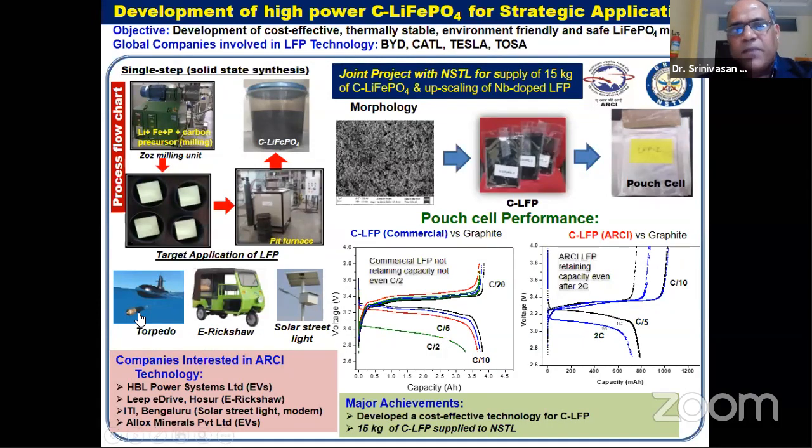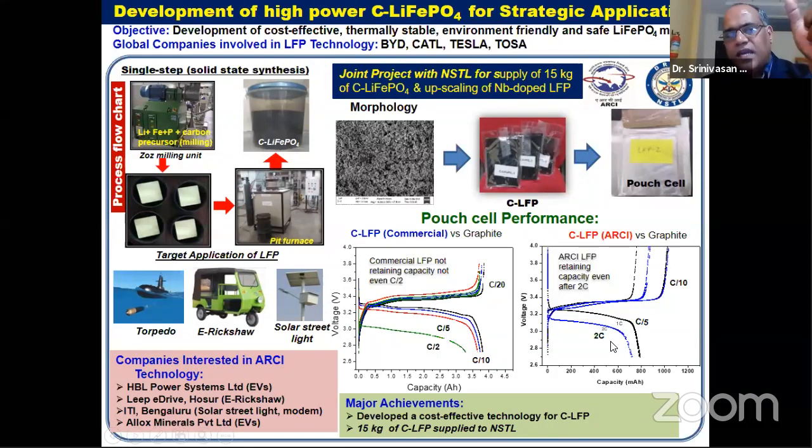Then we supplied the material which we have synthesized, and from these two graphs you can clearly understand how the ARCI material is better than the commercial material purchased from China. If you can see, we used to call that a different C rate.